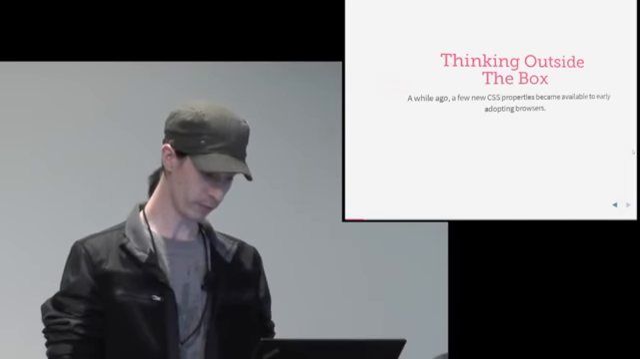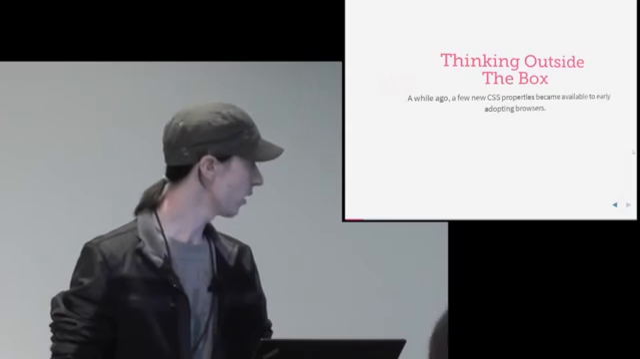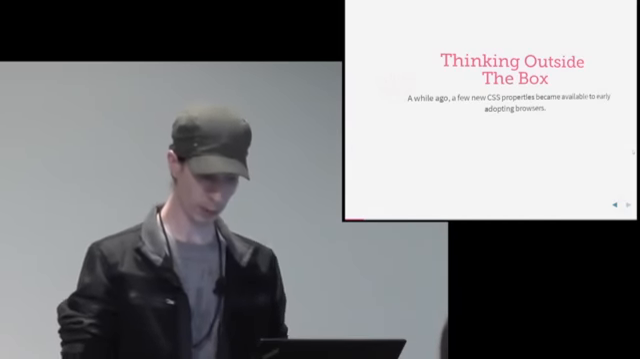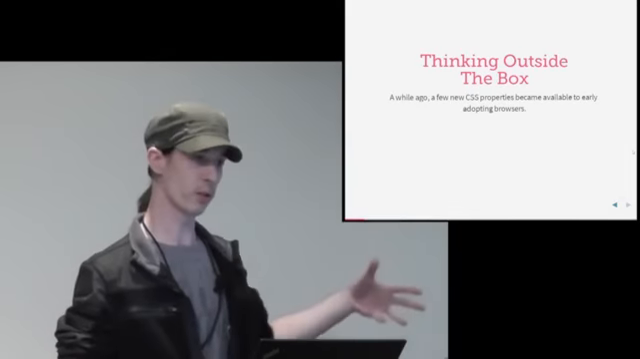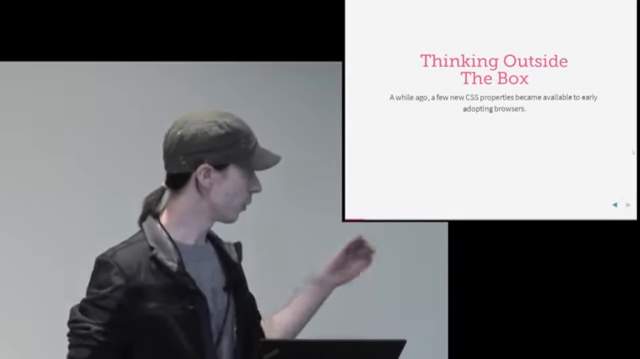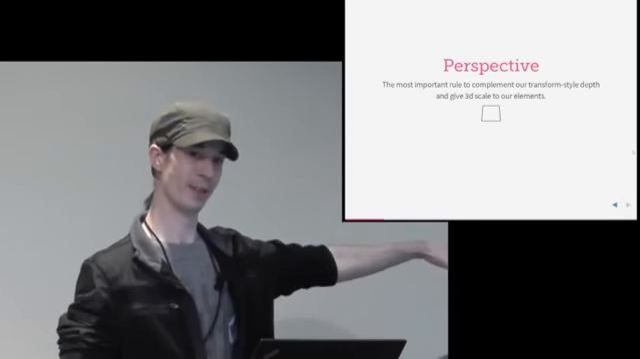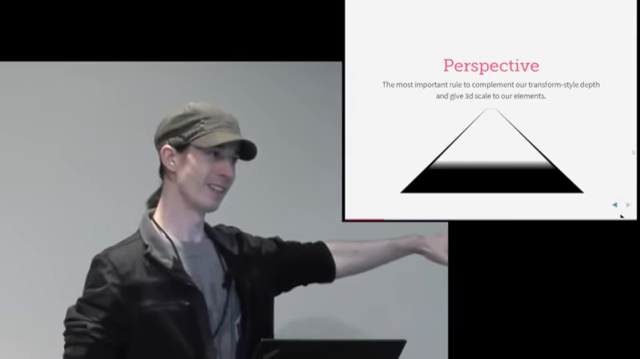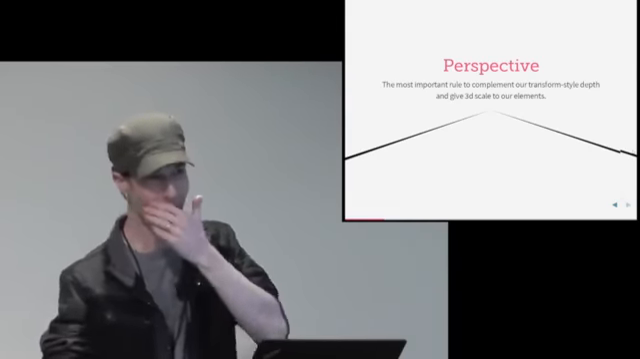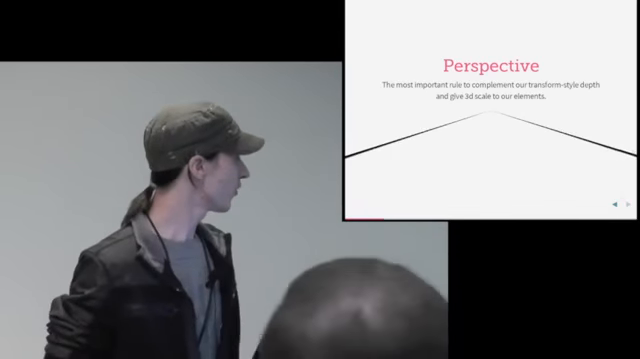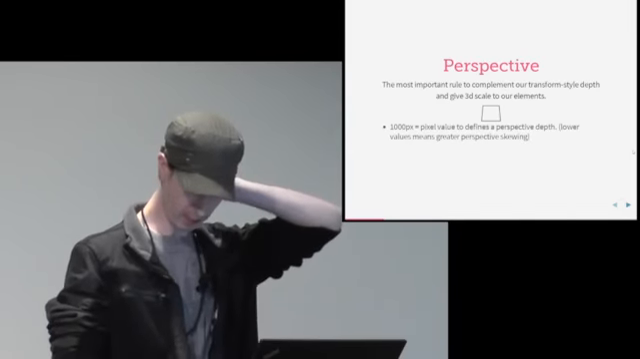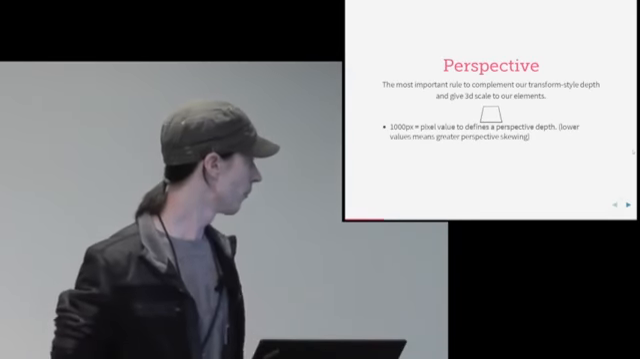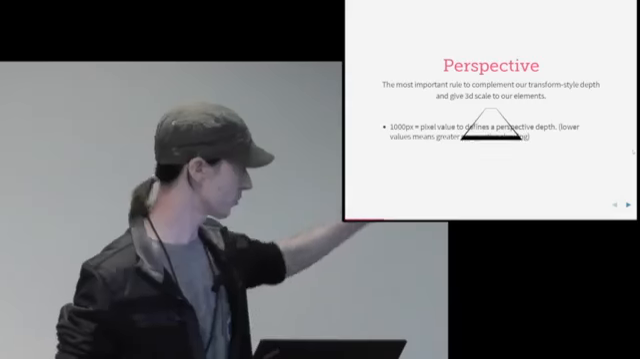There's perspective, transform style. Perspective is probably what I consider one of the most important ones. You can rotate, skew, do all these sort of things to these elements using these new properties. But without your perspective, you really don't have much depth. So the property is controlled through a pixel value. The higher the value is, it defines a perspective depth, the greater the depth itself. Or is it the other way around? Sorry. The lower the value means the greater perspective skewing.